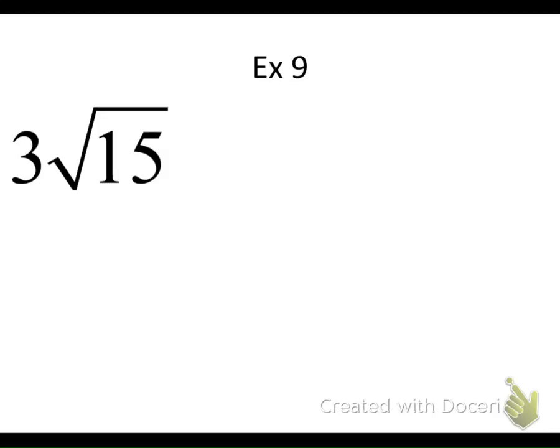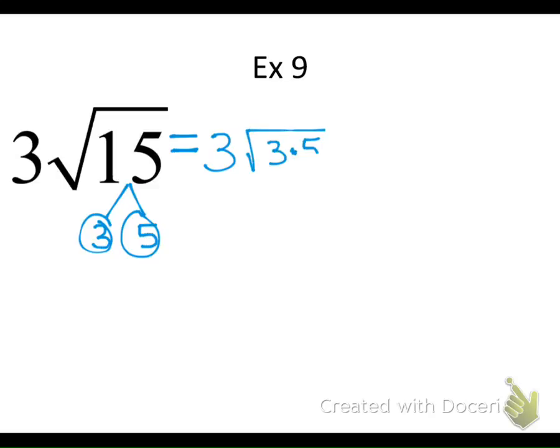Okay, let's look at example number 9. So example number 9 is very similar to example number 8. We have a coefficient, so we have 3 square root 15. So Yancey, go ahead and factor 15 for me. Okay. Then I'm going to come up and write it all out. So what do I need to write first? The coefficient. So I'm going to have 3 square root. What are my factors that I circled? Okay, this one easy.